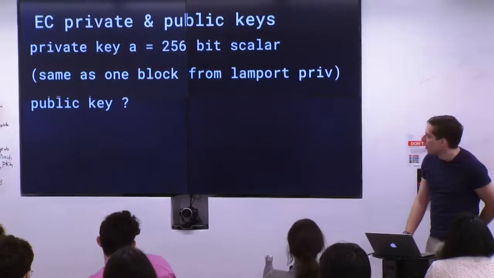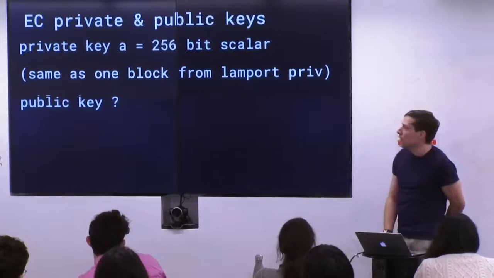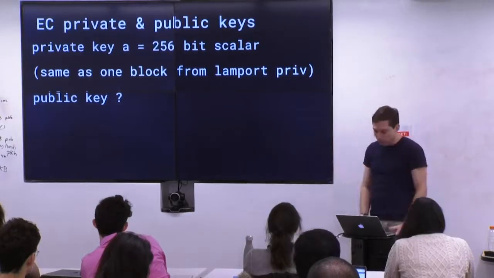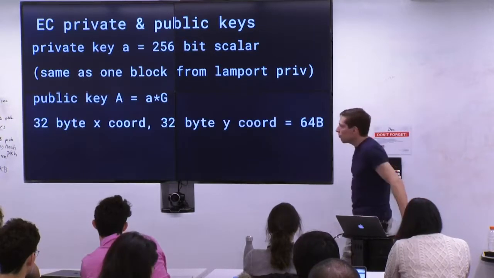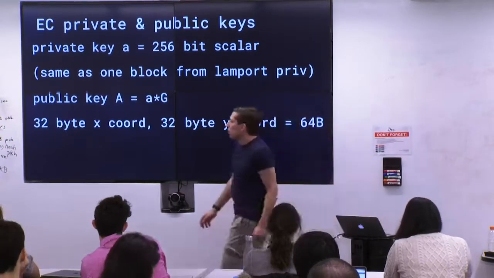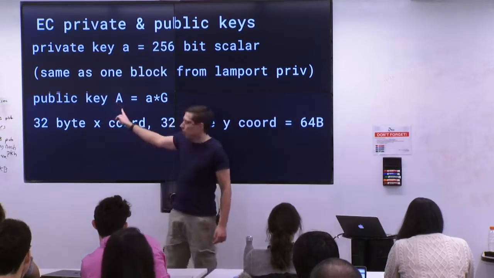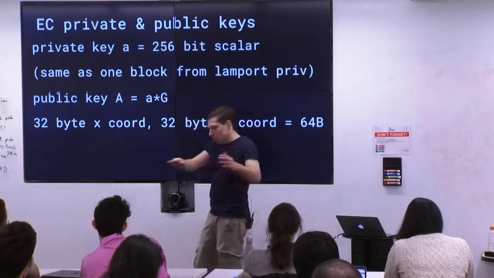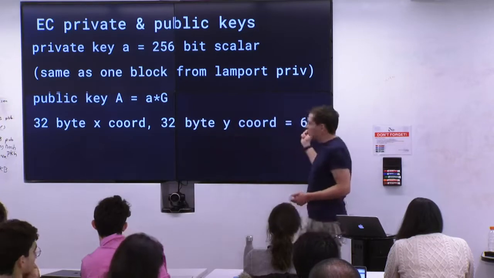Yep. Okay, so your private key, let's say lowercase a, is just some 256-bit random number, a scalar, 32 bytes, exactly the same as in a Lamport signature. And your public key is just a times g. Your public key is now a point on a curve. We're going to call it uppercase A. And you have a 32-byte x coordinate, because the x dimension is 256 bits, and a 32-byte y coordinate, so it's 64 bytes.